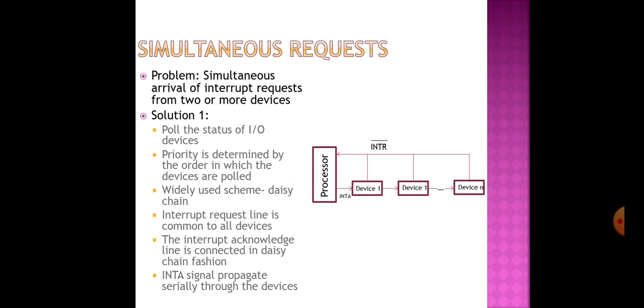Next is the case of simultaneous request. That means it is possible that simultaneous requests can arrive from two or more devices. Then how to handle this simultaneous request? Which one should be processed first?